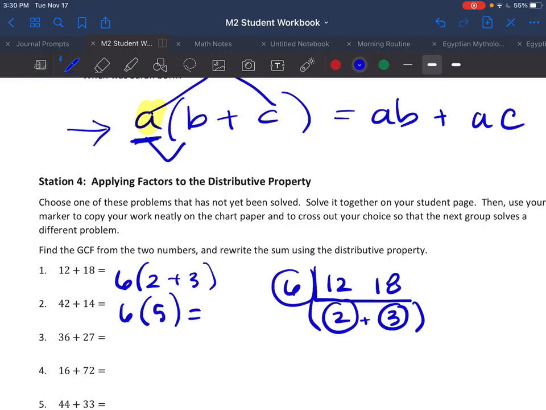And I can do that math. 6 times 5 is 30. So we found the GCF, or the greatest common factor, of these two numbers. We found it to be 6, and then we rewrote the sum using the distributive property. Okay, so if I do my math, I know that 12 plus 18 equals 30, but I could also rewrite it like this using the distributive property. 6 times 2 plus 3 equals 30.